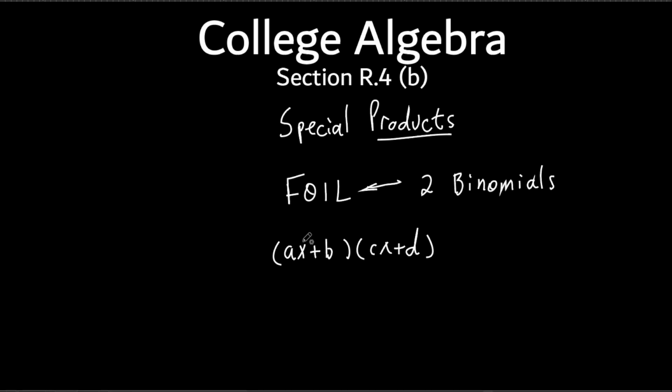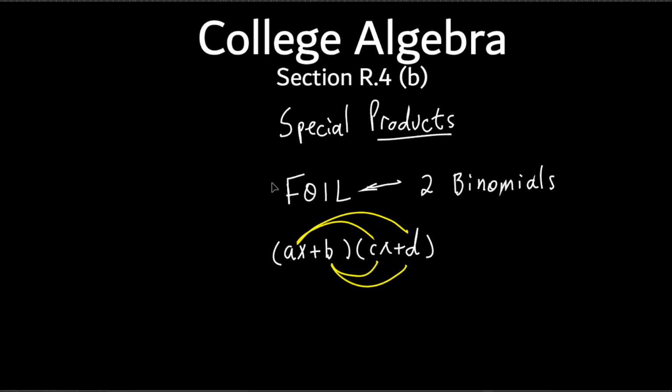Basically, the FOIL method is just the distributive property. That's all it is, okay? They just give it a fancy name because you use it so much, I guess. So what are you going to do? Take the first two, multiply them together. Take the outside. Which ones are on the outside? This ax and the d. Take the inside ones. These two are on the inside, and then these two are your last ones right there.